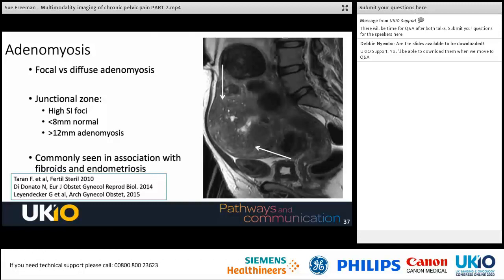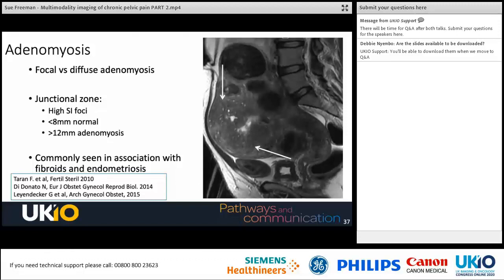So a bulky fibroid uterus, the fibroids are well circumscribed, low signal intensity lesions. But the arrows are demonstrating a focal adenomyoma. The margins are much less distinct, and there are multiple high signal intensity foci within it.